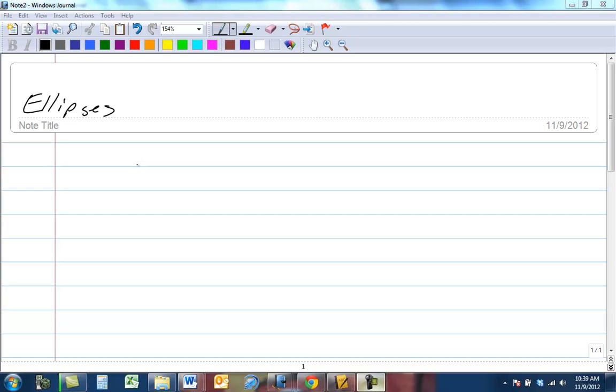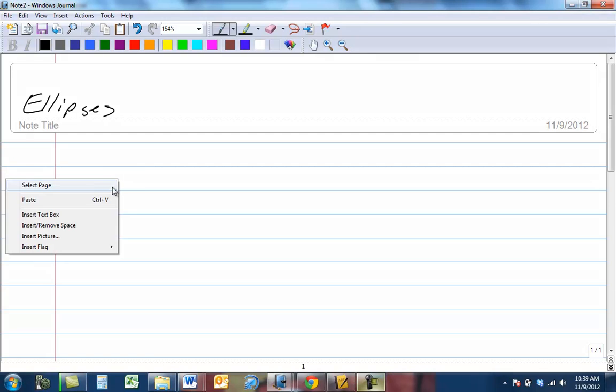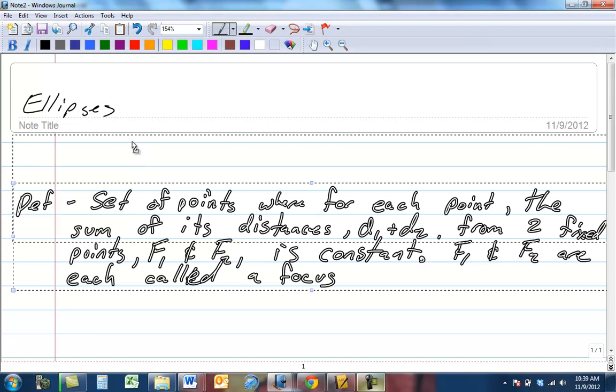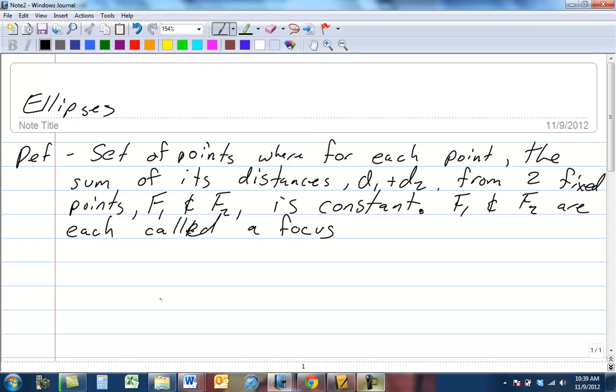All right, y'all. Next, we're going to talk about ellipses. That's the next conic section. Ellipses. Let's start off with a definition. You might want to take a moment and press pause to copy this down.